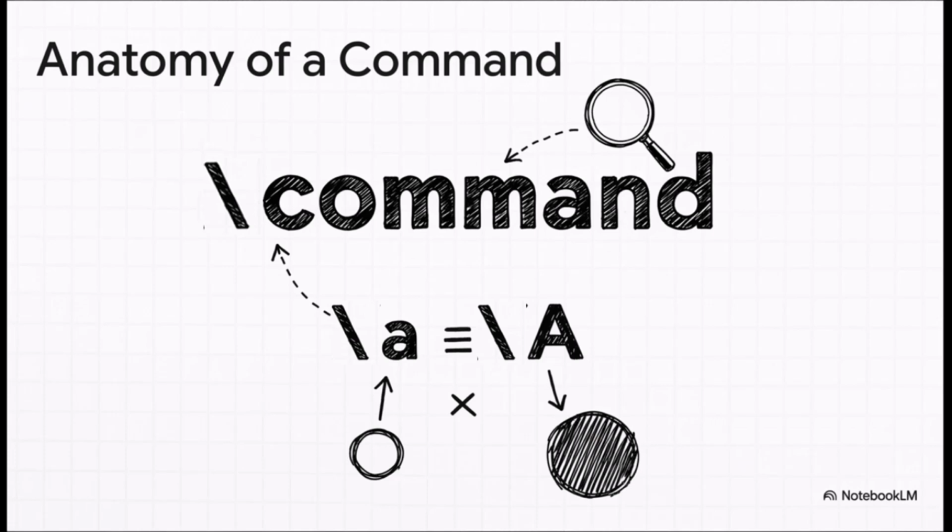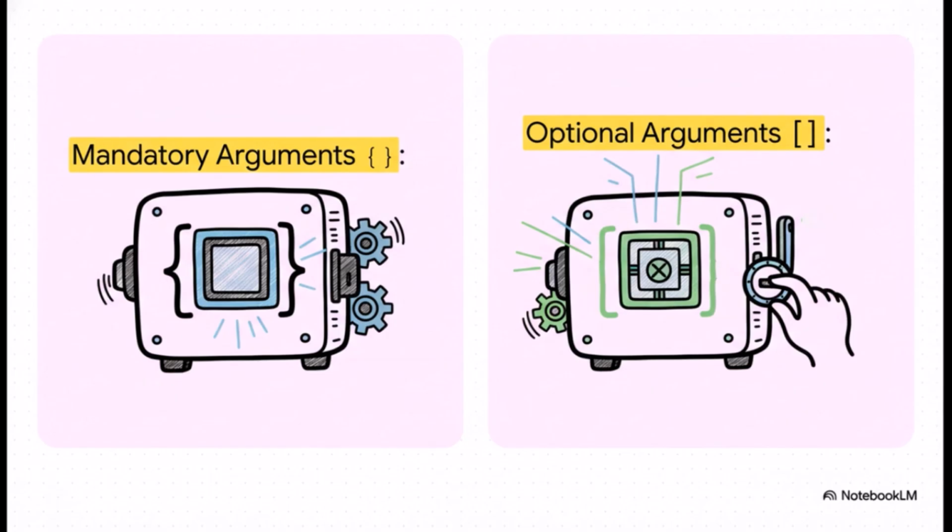Right after that, you'll either see a word made of letters, like documentclass, or sometimes just one single special character. And here is something you absolutely have to remember. They are case sensitive. The command \large with a lowercase l does something totally different from \Large with a capital L. Now, a lot of the time, these commands need a little more info to get the job done.